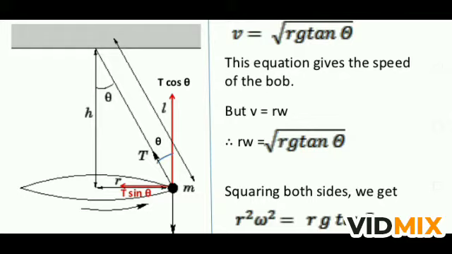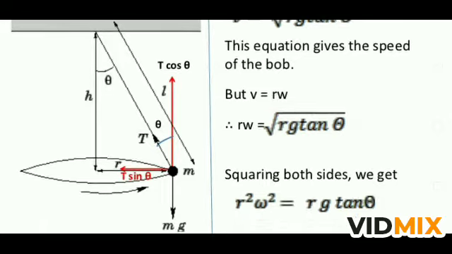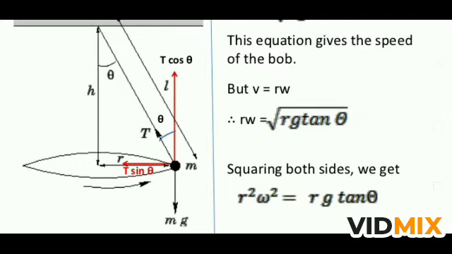This equation gives the speed of the bob, and the relation between linear velocity and angular velocity is v is equal to r omega, where omega is the angular velocity and v is the linear velocity. So putting the value r omega in the place of v, r omega is equal to under root rg tan theta. Now square both sides, you will get r square omega square is equal to rg tan theta.